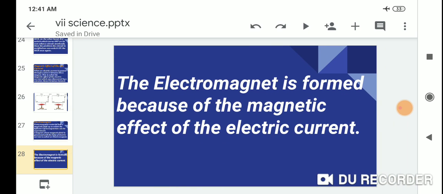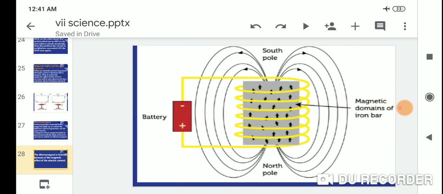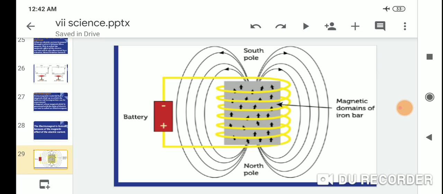The electromagnet is formed because of the magnetic effect of the electric current. So look at this picture for the magnetic domains of the iron ore, the battery, and the North Pole and South Pole.